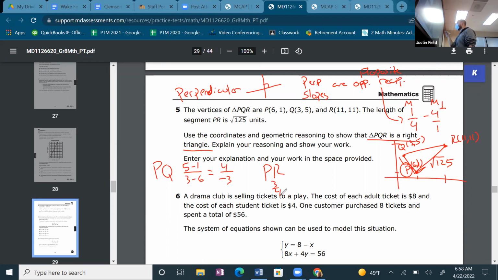y2, 11 minus y1 of 1. Oh no, this is so bad. It's going to be 10. No. All right, don't lose hope. 11. Did I get something wrong? 11 minus 6 is 5. So that's 2.